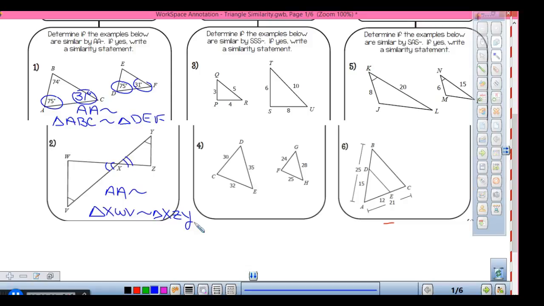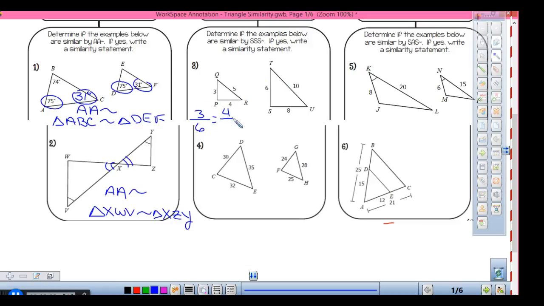Alright, side, side, side. Okay, your sides aren't going to be congruent. They are going to be proportional. Okay, so you have to check to see if all 3 ratios are the same. So, in this case, 3 is to 6, because that's the smallest side of both triangles, right? That's how you can tell what side goes with what side.